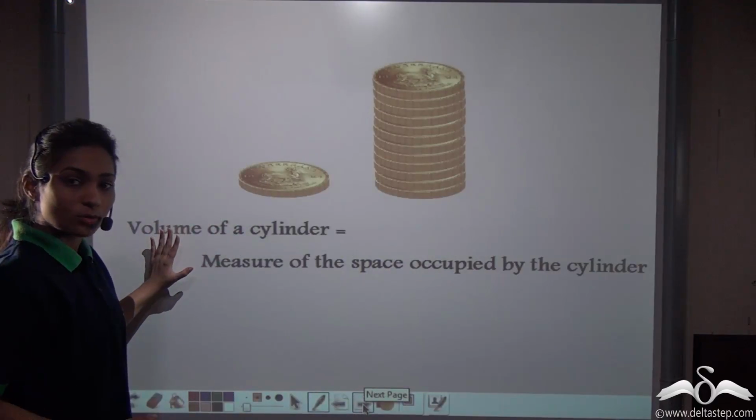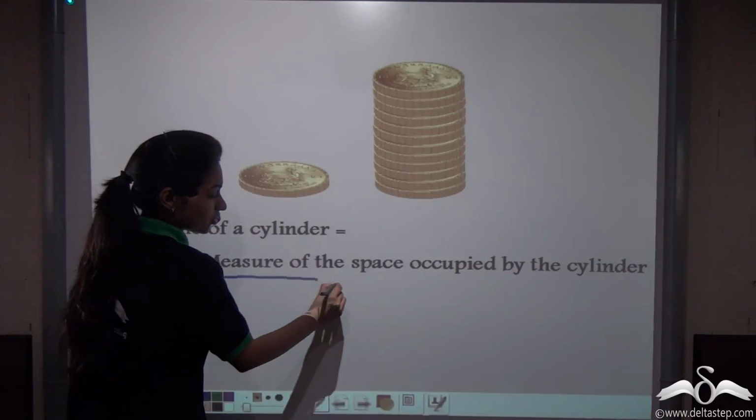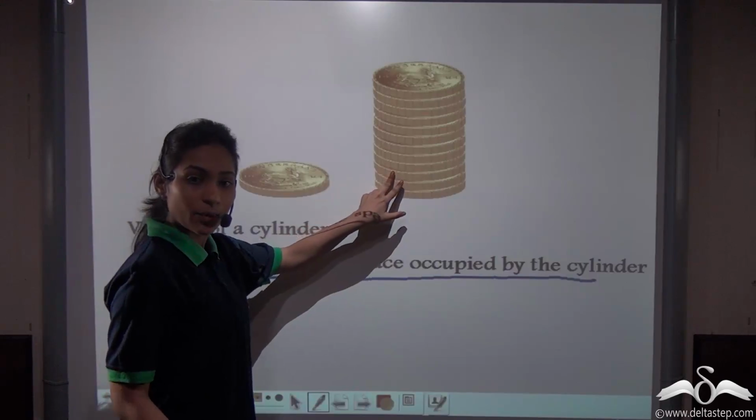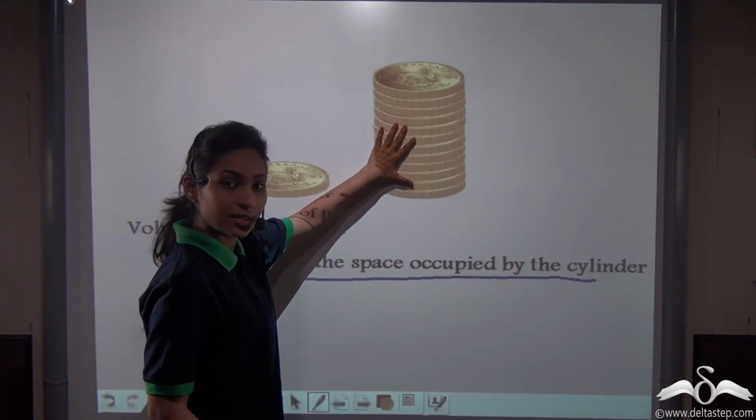We know what the volume of a cylinder is. It is actually the measure of the space occupied by this cylinder. So in that way only he'll know how much gold he is having here.